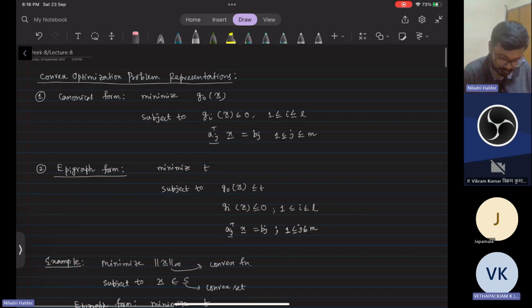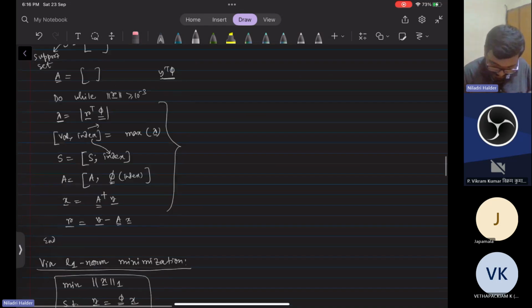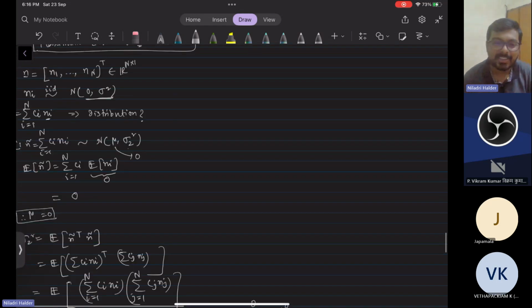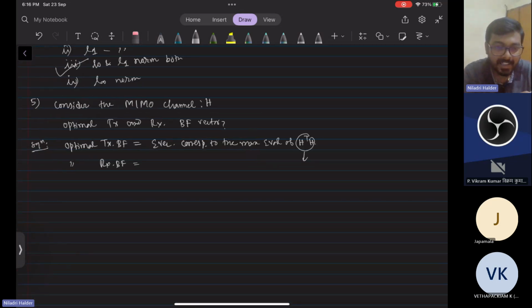Sir, what about the receiver beamforming vector, how to calculate it? For the receiver beamforming vector, the question is the same as in the assignment, so I can't say directly here; after the assignment I can say. Suppose the optimal transmit beamforming is the eigenvector of the maximum eigenvalue of H transpose H. Similarly, you will get the eigenvector corresponding to the maximum eigenvalue of another matrix, that is H transpose H or some other matrix. You can check it. Okay, sir.